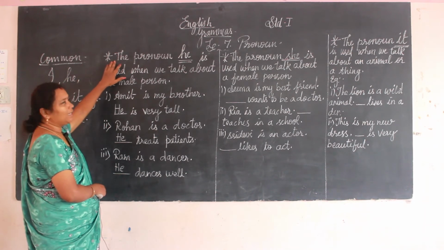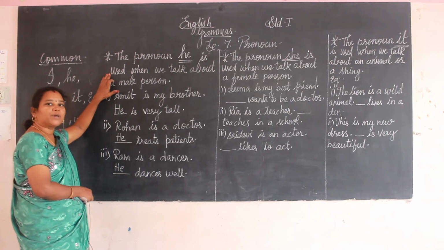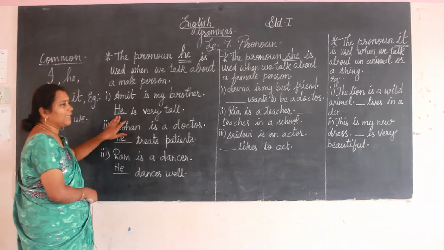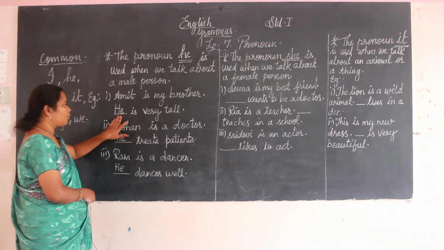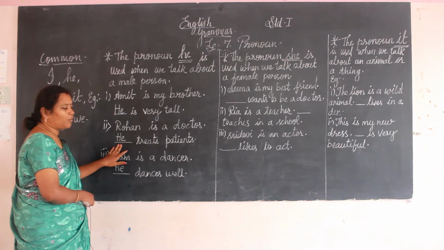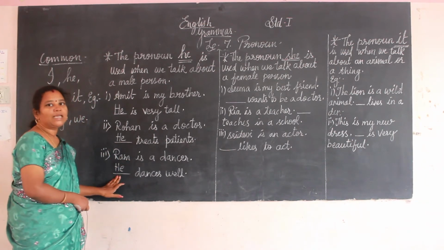See, again I am repeating the same one. The pronoun he is used when we talk about a male person. Whenever we have to talk about a male, we will write he. Here Amit is a male, so we have written he. Rohan is a male person, so we have written he. Again here Ram, so we have written he.